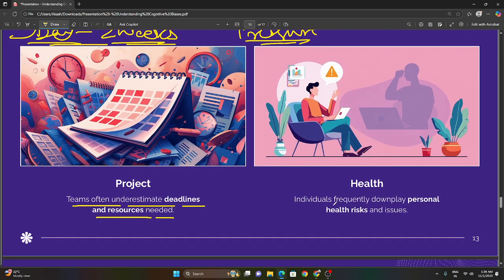The health. Individuals frequently downplay personal health risks and issues. So, guys, people underestimate health risks. It won't happen to me. This is not going to happen to me. So they do not focus on the health aspect.